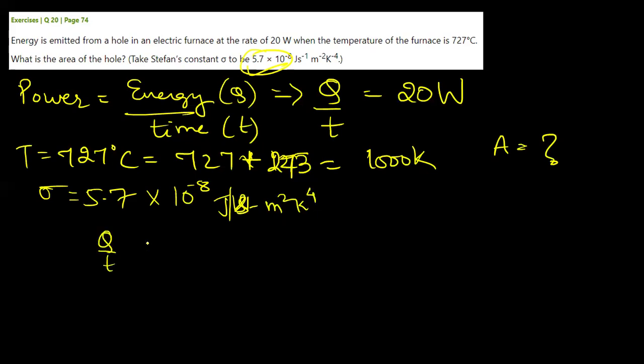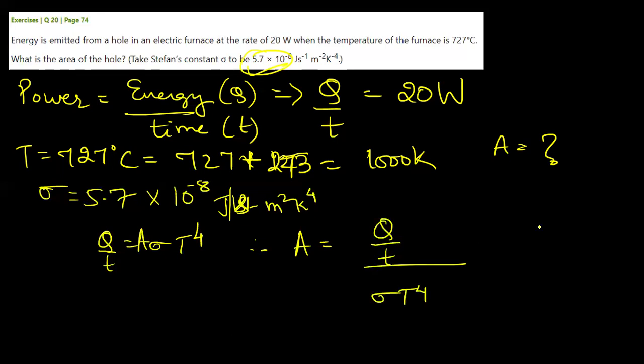It is the same formula which we have used: Q by t equal to A sigma T raised to 4. So I need to find A. So A will be equal to Q upon t divided by sigma T raised to 4. So Q upon t is 20. Sigma value is 5.7 into 10 raised to minus 8. T raised to 4 is 1000 raised to 4. So 1000 I can write as 10 raised to 3, and 10 raised to 3 raised to 4 is 10 to the power 12.